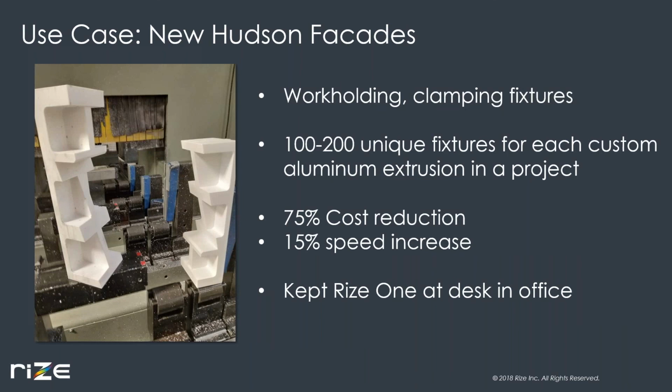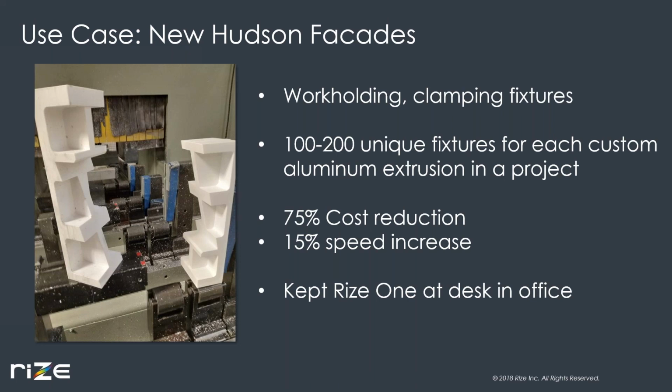Here is another use case from our customer New Hudson Facades. They have been using RIZE to produce parts for a variety of applications, including work holding and clamping fixtures. The clamps shown here are used to hold custom aluminum extrusions manufactured for their glazing systems. Many of their projects required 100 or 200 unique fixtures, making this process very costly.